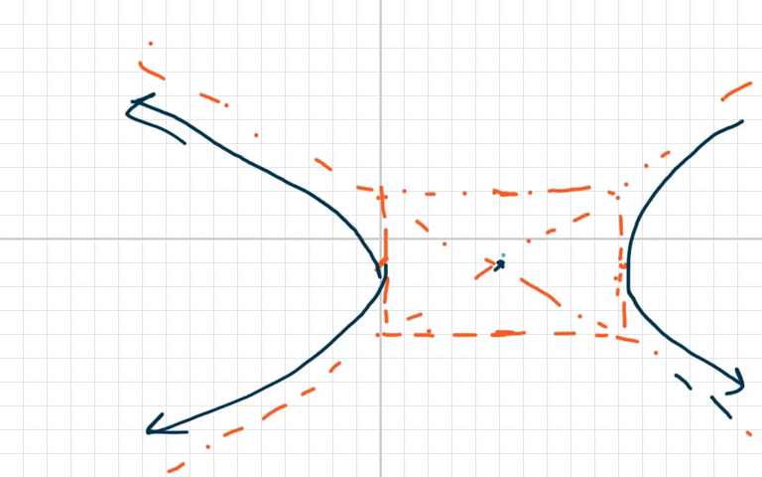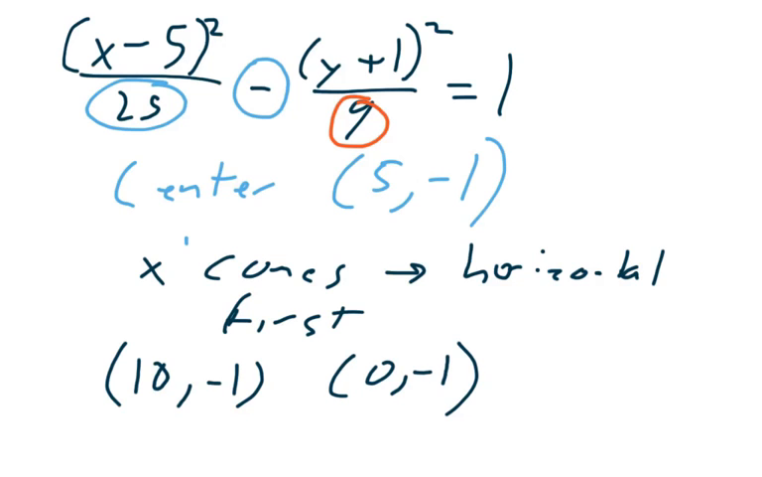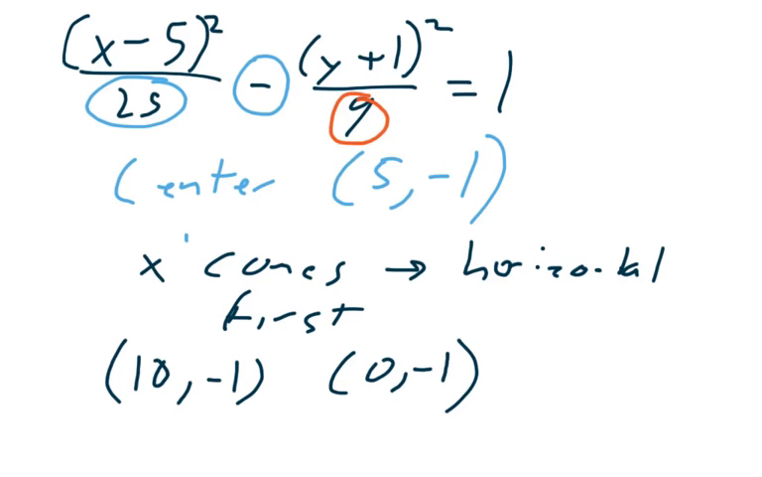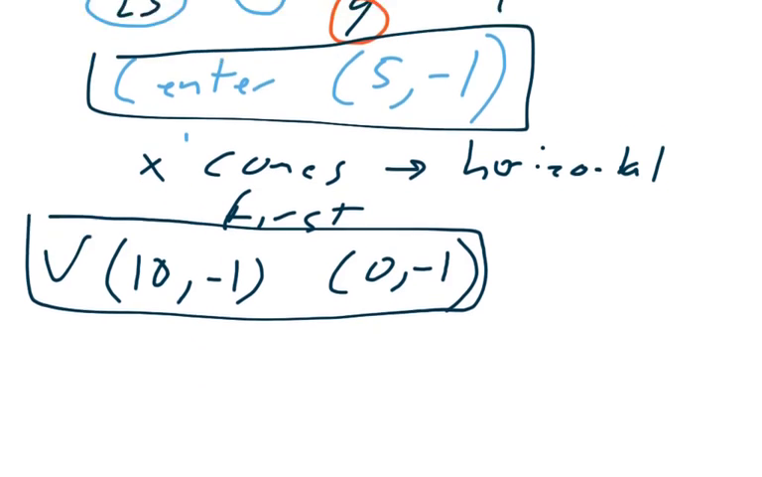So I have my graph, and these 2 points are my vertices. The only 2 points that I have that are vertices are the ones that are right here and right here, which means that they are at 10, -1 and 0, -1, because I moved 5 left and 5 right from the center. So I got my center, I got my 2 vertices, and so all that's left to get is the foci.